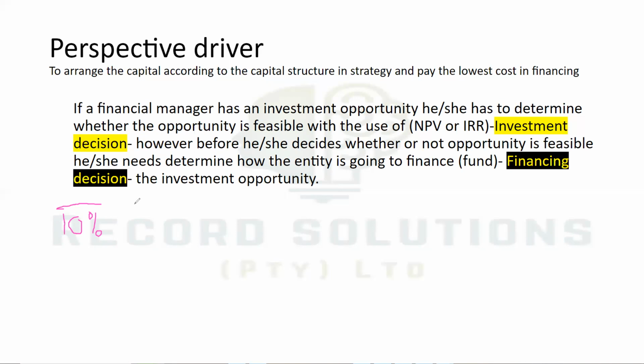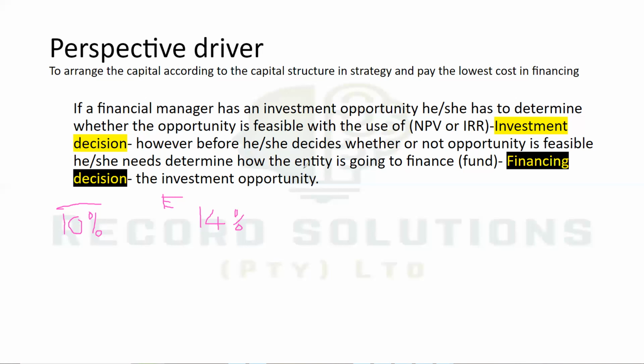So let's say to fund this investment opportunity, we are using equity. And equity holders, what do they want? Let's say they want 14%, right? So these equity holders want 14%. What will happen? We are going to reject this investment opportunity. Why? Because it's paying us way less than what the equity holders want, right?